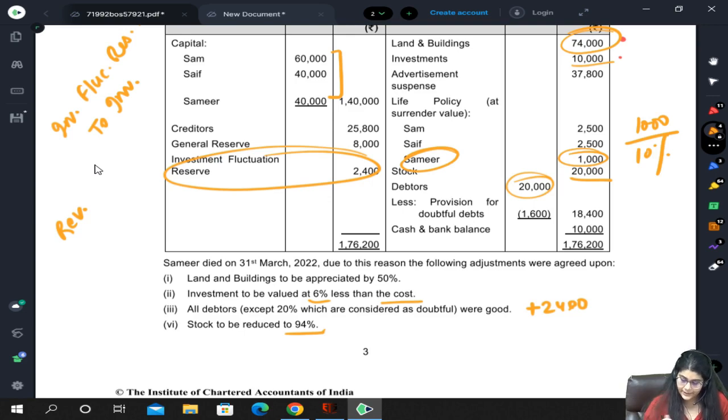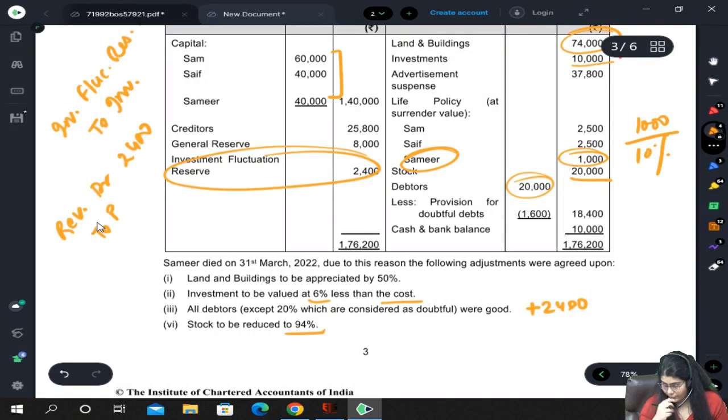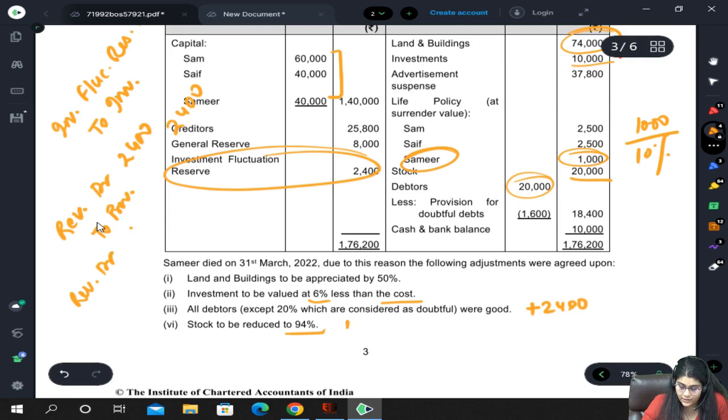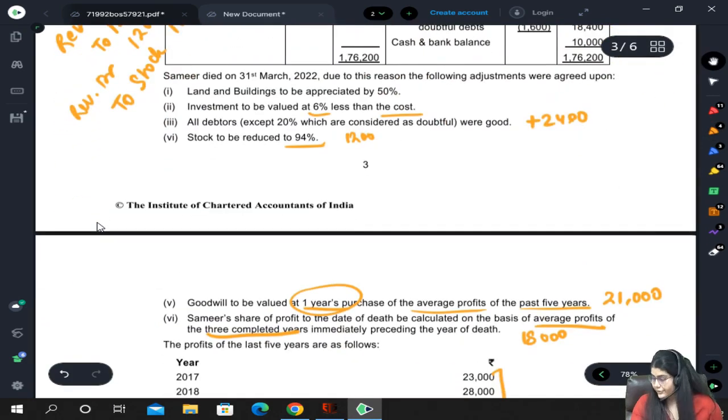So we can pass a single journal entry through revaluation, or you can also pass separate journal entries. First, let's pass for the debtors. Revaluation debit 2,400 to provision for doubtful debts, created 2,400 additional. Then revaluation debit, on 20,000, 6% we had to revalue, so that gave us 1,200. Or you could have also merged these two entries. Both are acceptable equally.